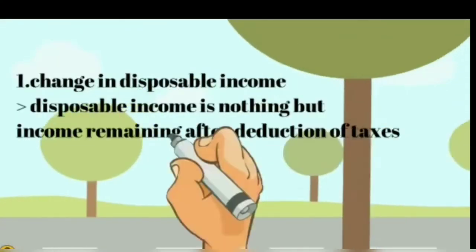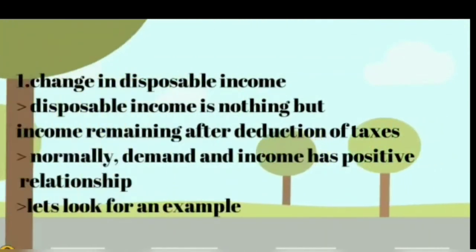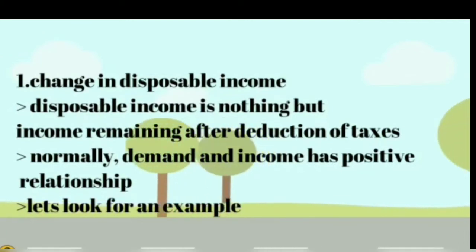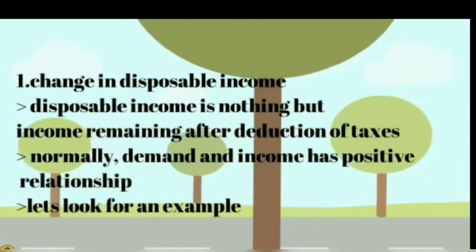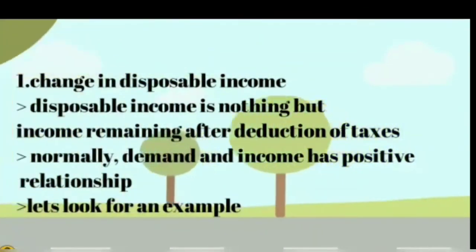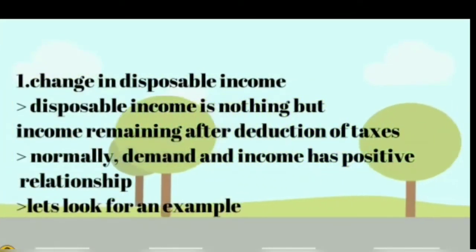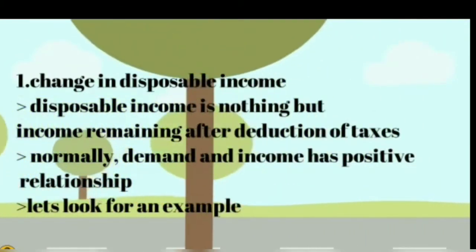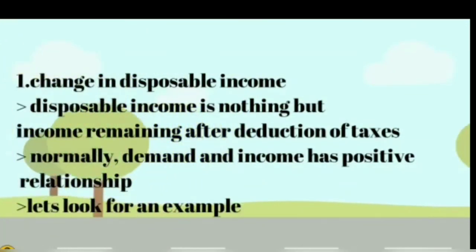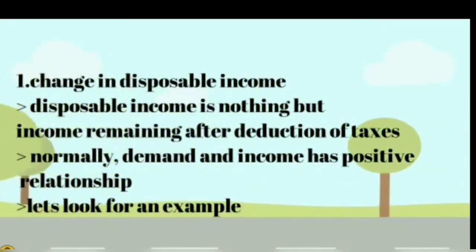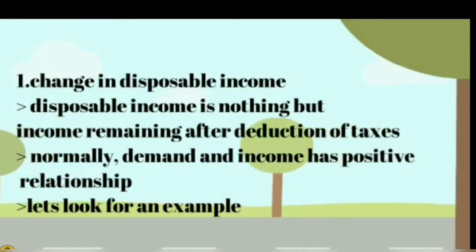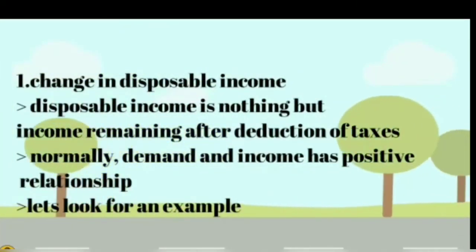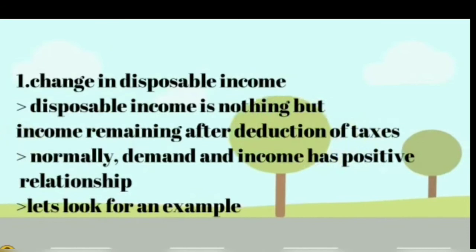So guys, our first factor is change in disposable income. Disposable income is nothing but income remaining after deduction of tax. Now your income is 10,000 rupees and the tax amount is 2,000 rupees. So 10,000 minus 2,000 is 8,000, and that 8,000 we call disposable income. Normally demand and income will have a positive relationship. Positive relationship means when income is increasing, the demand for normal goods will increase. In this video, I'll also explain the difference between normal and inferior goods. So highlighted, normal goods have a positive relationship.